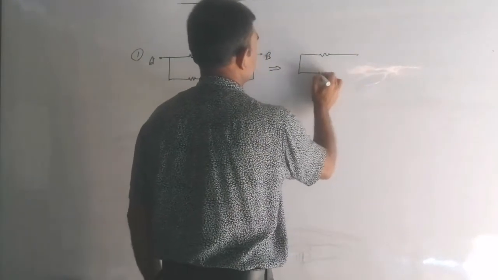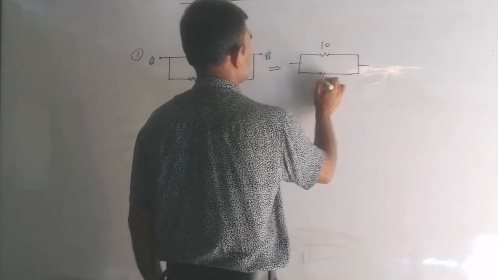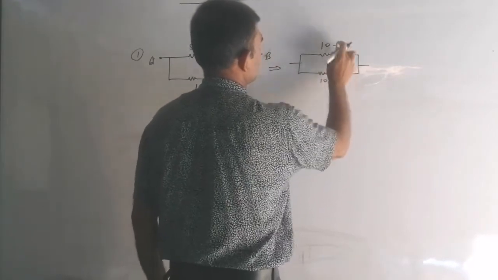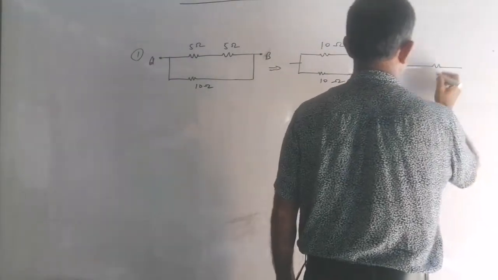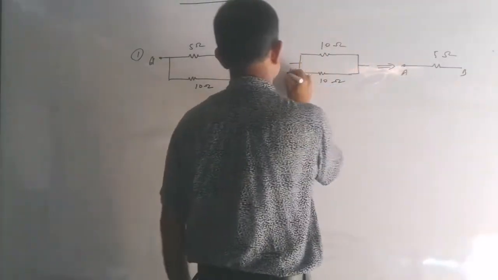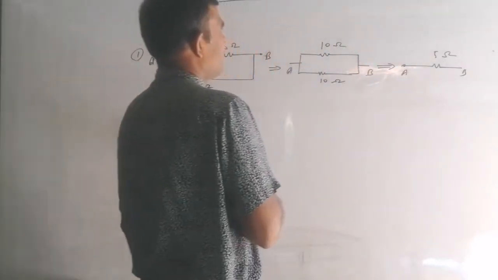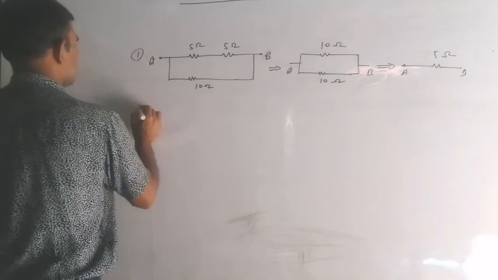I am showing this very fast, but this becomes 10 and this is 10. And now tell me, 10 and 10 are in parallel. So the equivalent becomes 10 parallel 10, which is 10 divided by 2, that's 5 ohm. It's easy. A to B resistance is 5 ohm. So is this easy? Yes, of course. Now let's try more examples.